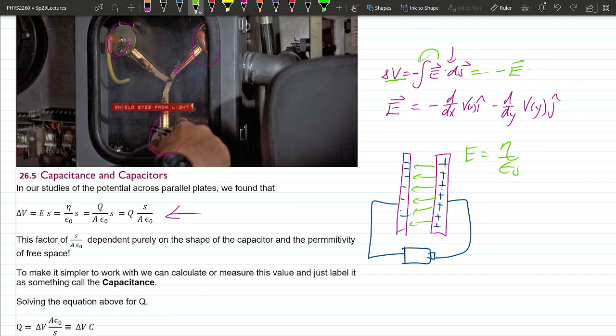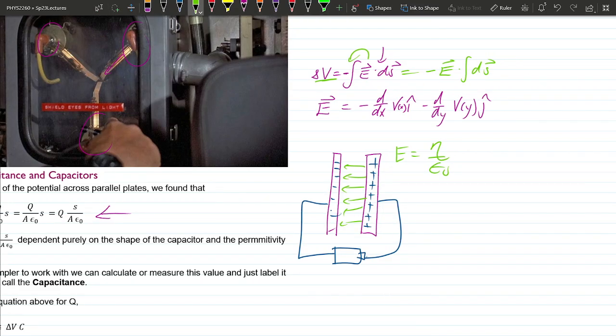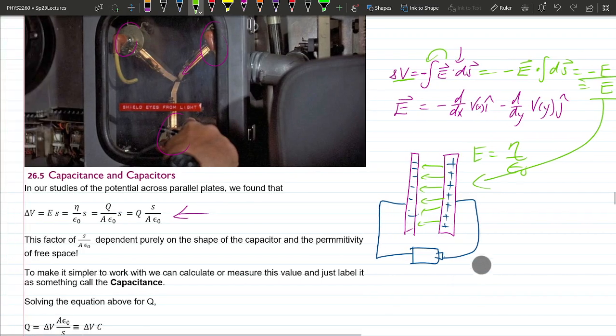It's just E dot ds, right? And therefore this dot product, if the displacement and the electric field are in the same direction, just turns into the magnitude of the electric field times delta s, and if delta s is equal to negative s, then you just get E times s. That's the voltage across a parallel plate capacitor like this, okay?